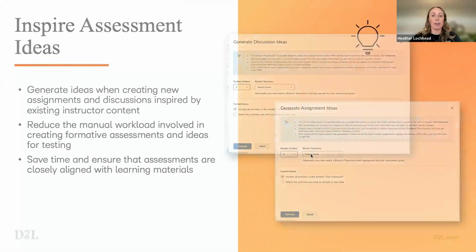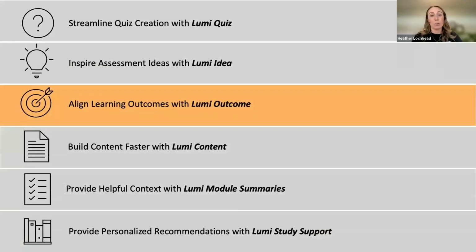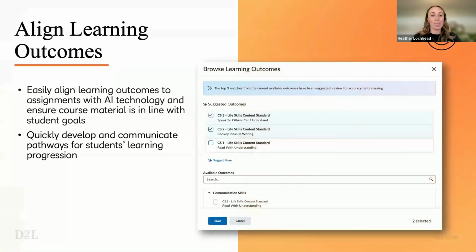So we'll head back to our PowerPoint here, and we are going to look at aligning learning outcomes with Lumi Outcome. One of the most powerful ways that Lumi can support educators is by making sure that the learning outcomes are directly aligned with assignments. So instead of you needing to manually map the objectives to tasks, AI technology can help ensure that course materials consistently reflect student goals. This alignment not only makes it easier for instructors to track progress, but it also allows us to quickly develop and communicate clear pathways for learning progression. This means learners know where they're headed, what steps they need to take, and then how each activity builds towards their overall success.